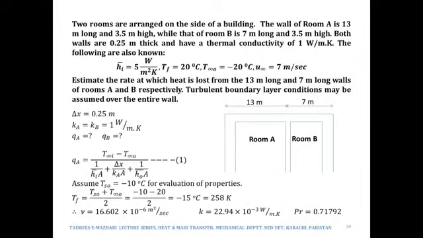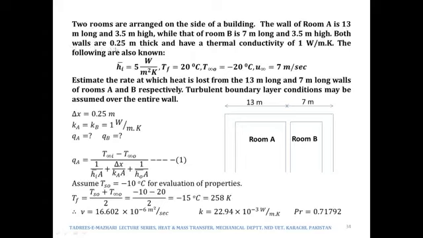Let's take the last problem. It says two rooms are arranged on the side of a building as shown over here in the diagram. The wall of room A is 13 meters long. So the wall of room A has a length of 13 meters and 3.5 meter high. So this height would be 3.5 meters. While that of room B is 7 meters long and 3.5 meters high.